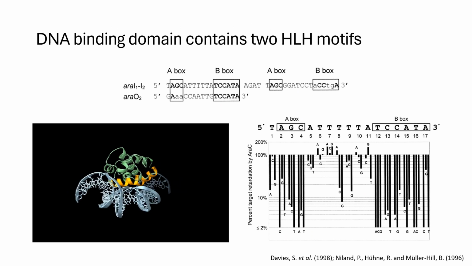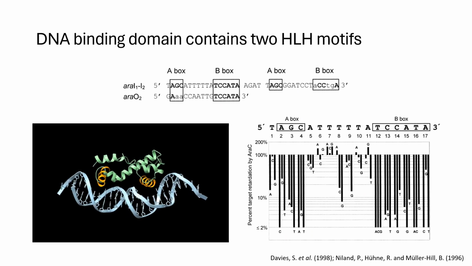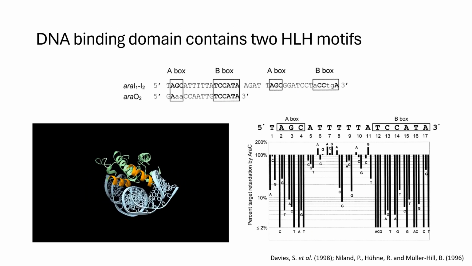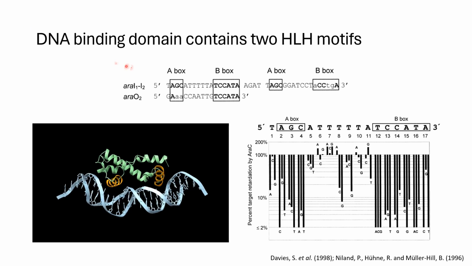Further inspection revealed that the AraC DNA binding domain contains two helix-turn-helix motifs, which interact with the A and B boxes present at all three sites. These boxes are highly conserved, and a single substitutional mutation will drastically reduce AraC binding.